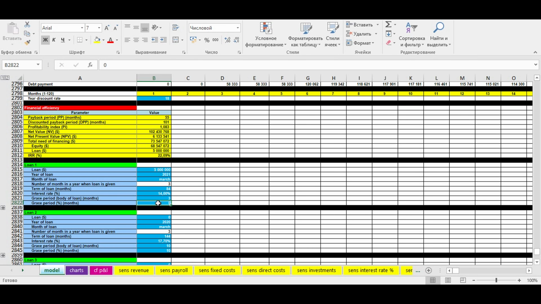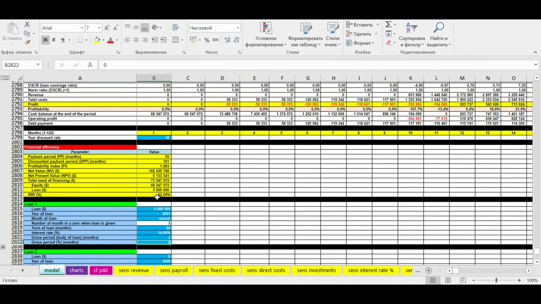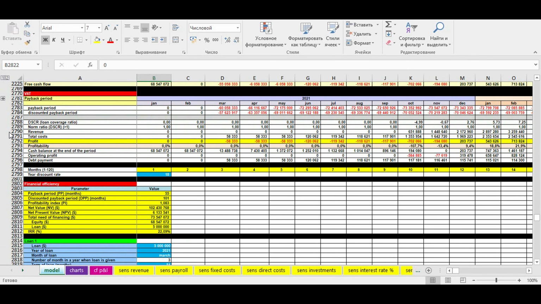After cash flow statement, we can see lines with profit and profitability. Then you can see a discount rate and look at the final financial efficiency parameters of your coffee shop.